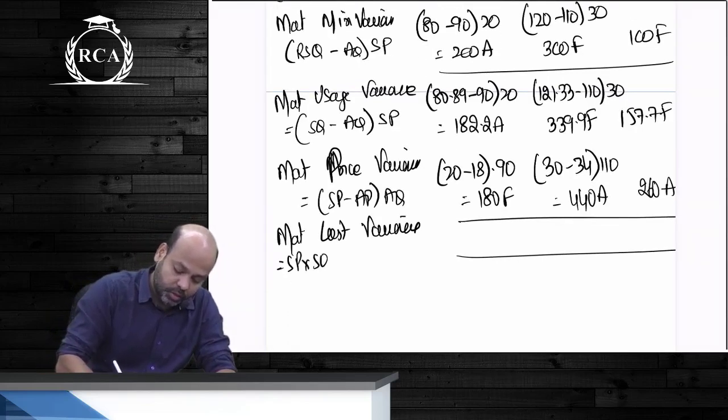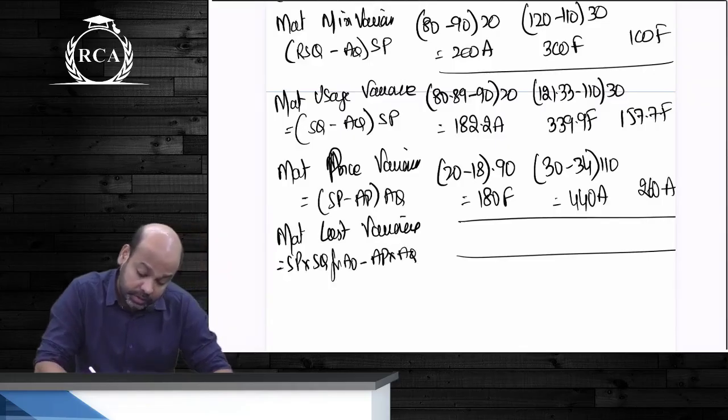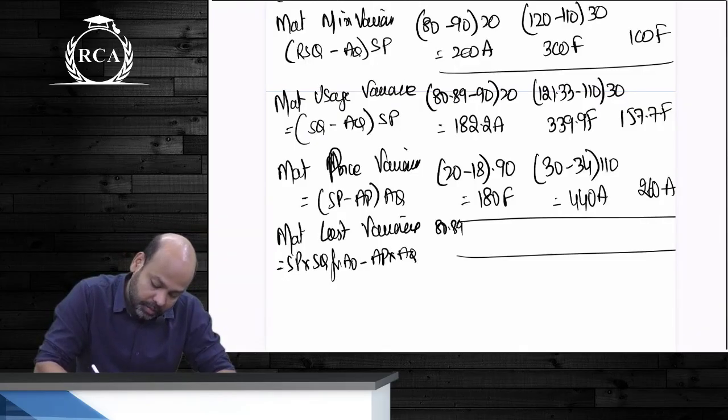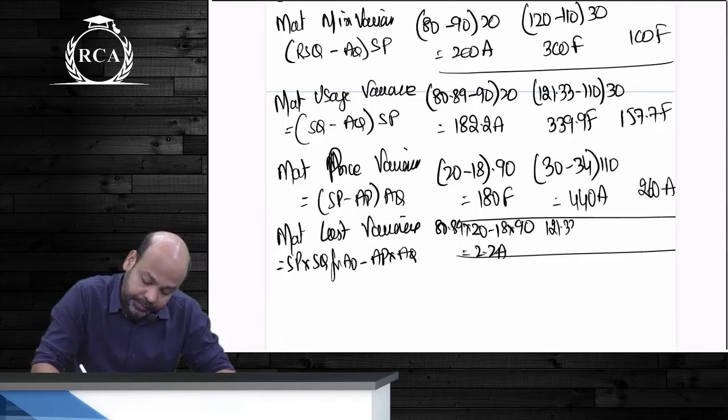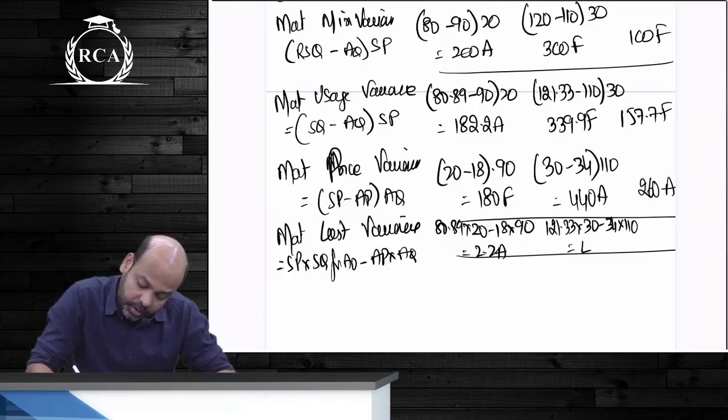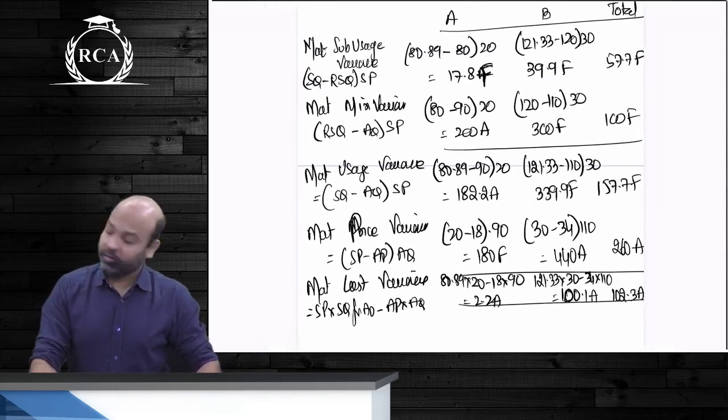Your material cost variance, guys, will now be standard price into standard quantity for actual output minus actual price multiplied by actual quantity. Standard price beta would be 80.89 multiplied by 20 minus 18 into 90, 2.2 adverse, correct? माइनस 34 बेटा इंटू 110, 440 एडवर्स. दोनों का टोटल 102.3 एडवर्स. This will be all the variances guys, please check.